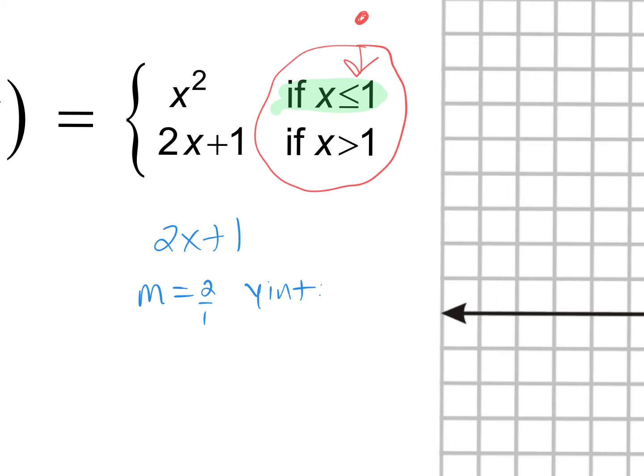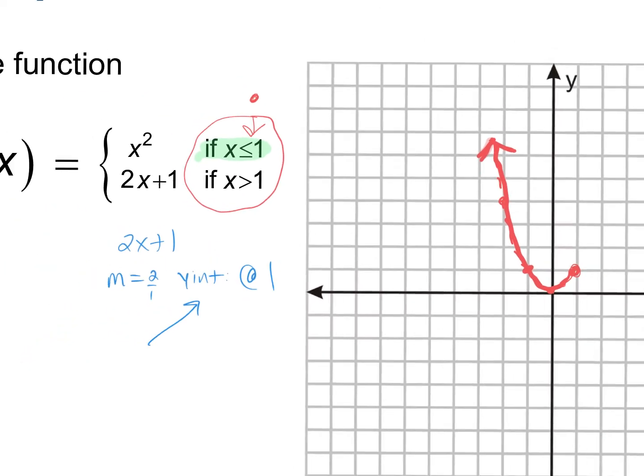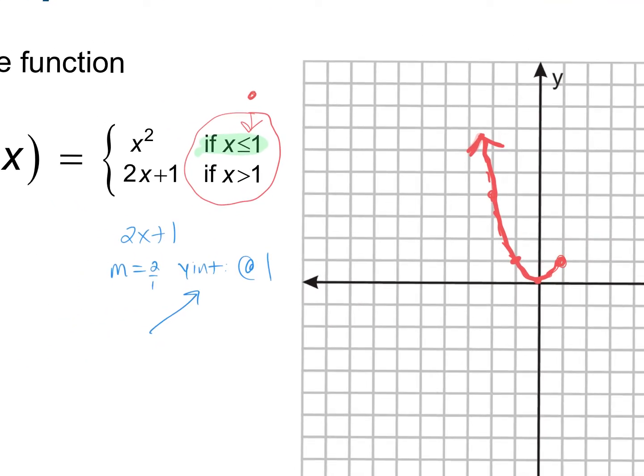Where does this cross the y-axis? At 1. Okay. Is this a positive line or a negative line? It's positive. It's going upwards. We know that, so get that in your mind. Think about it. So I'm going to come over here, and I'm going to do the exact same thing that I did with my parabola, but now I'm using a different color.